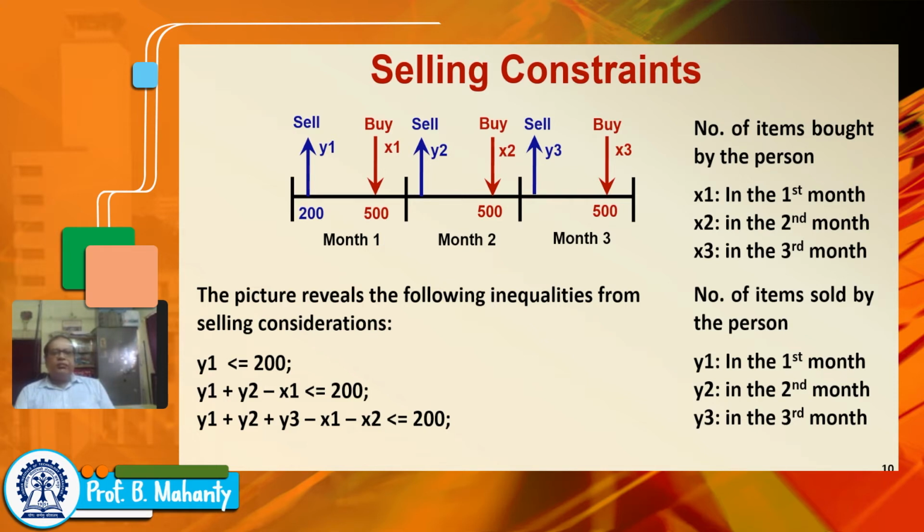Now, y1 should be less than or equal to 200. But what happens at the beginning of the second month? Y1 plus y2 is the amount that you have sold. You see, if I bring everything to the beginning, in the beginning we have a stock of 200. Now, what is the change in stock? Y1 plus y2 is the total sale up to this point, and you have purchased an amount of x1. So, if I bring back all that has happened to today's date, then till the beginning of month 2, y1 plus y2 minus x1 is what has happened, is it not? And that should be less than 200. Please, all of you, check whether you are able to understand the second constraint, yes or no.